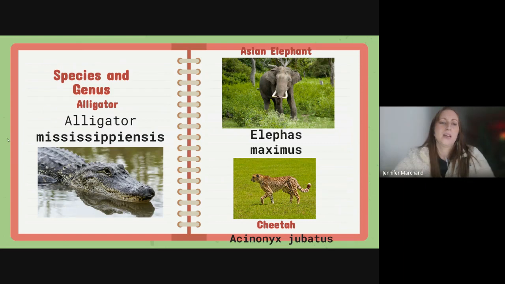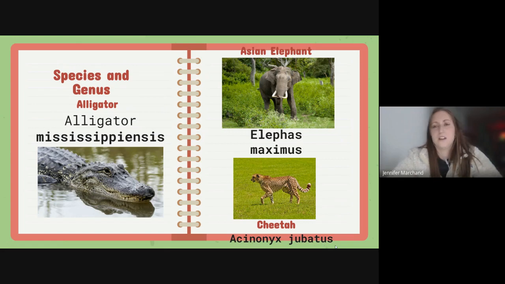Okay. Now let's take a look at these three different species here. So here's what we have. We have the Alligator mississippiensis. Okay, so again, Alligator is its genus, and then mississippiensis is going to be its species. This Asian elephant over here, Elephas is going to be its genus, and then maximus is going to be its species. Okay, and then lastly down here with the cheetah, we have the Acinonyx and then the jubatus. That's going to be its genus, and then again its species.